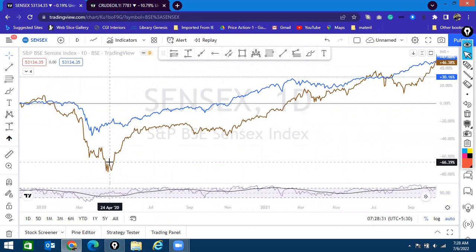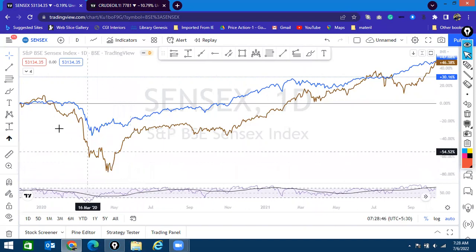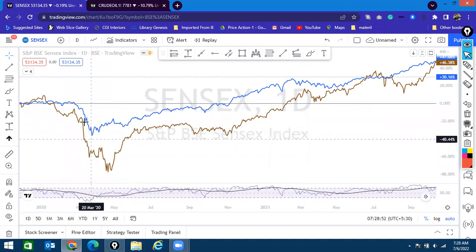At that time, for some days or one day, crude went below zero, actually because of some technical error or less demand because of corona. It went below $0 per barrel. So you can imagine the havoc in the market at that time, and our Sensex also fell. But the way crude fell, Sensex hasn't dropped that much, right?